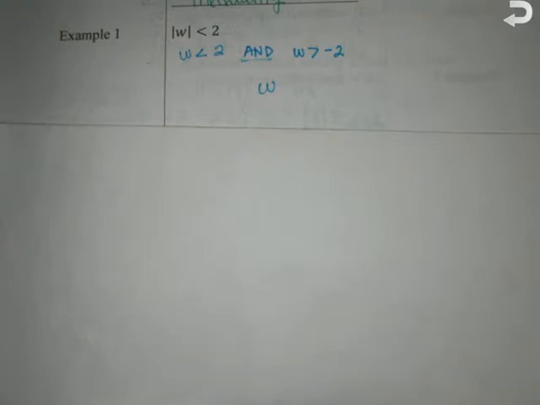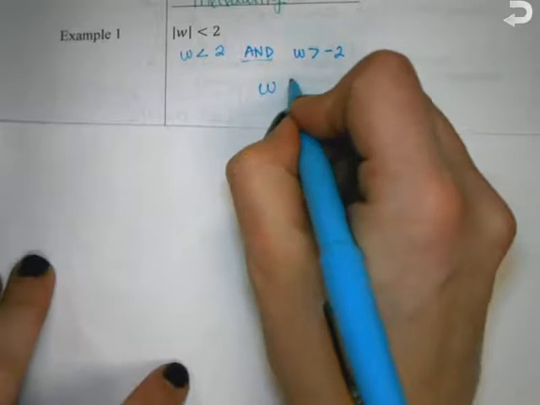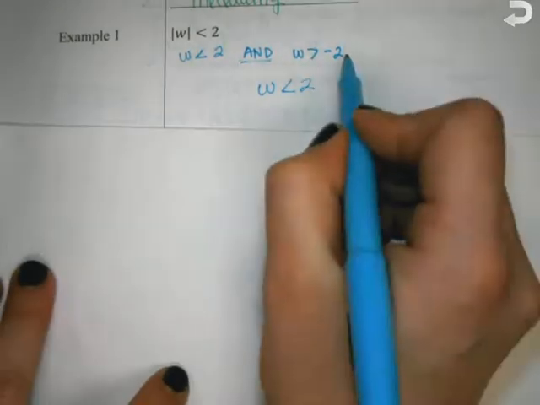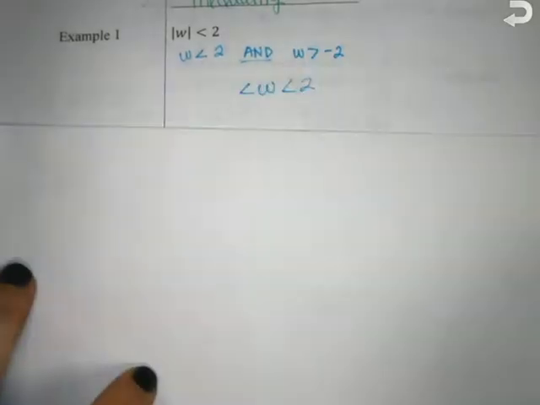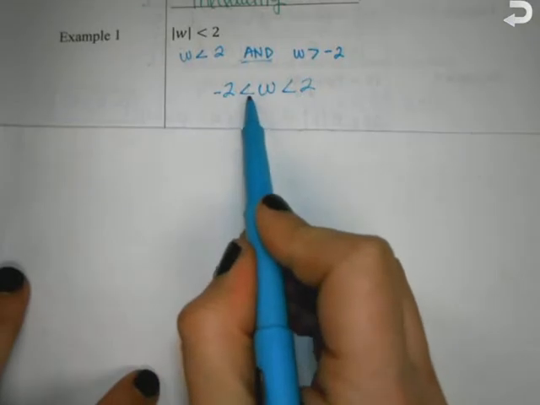But W is also greater than negative 2. So which one is the alligator going to be eating? W or negative 2? W. So greater than negative 2. So we would read this as negative 2 is less than W, which is less than positive 2. And that's your answer. You only combine them when the word is and.